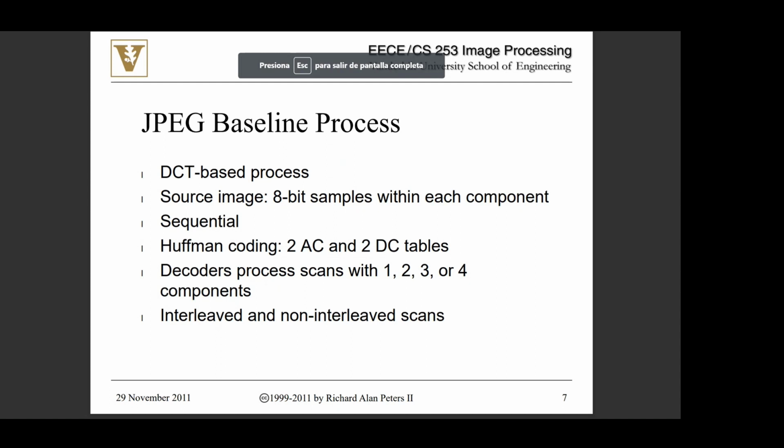JPEG is based on the discrete cosine transform. It assumes that the source images are images with 8 bits, so they go from 0 to 255. We will see the sequential encoding only. We will not see the details of the entropy encoding, but you have seen it in the previous course. Guillermo spent some time explaining Huffman. And then, yeah, these two things I will ask you.